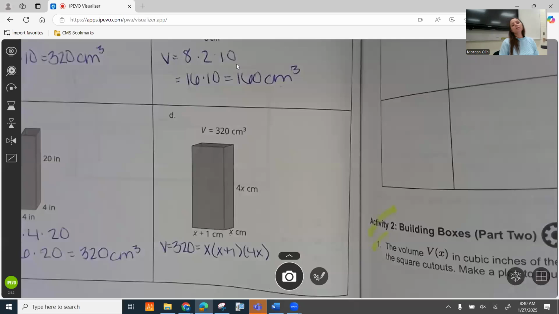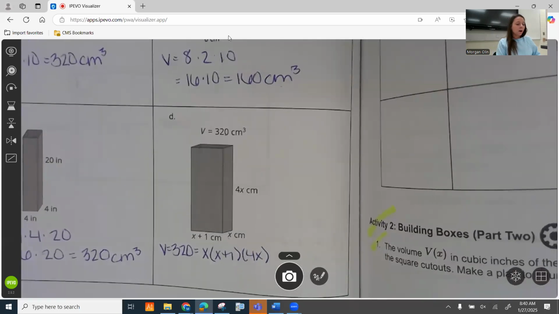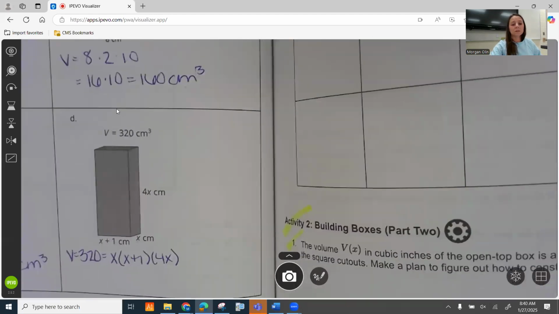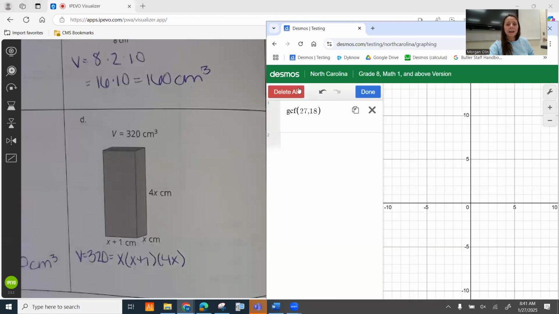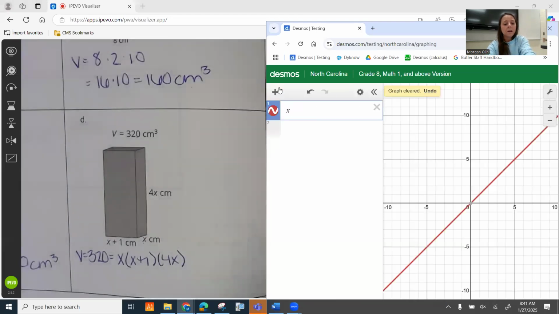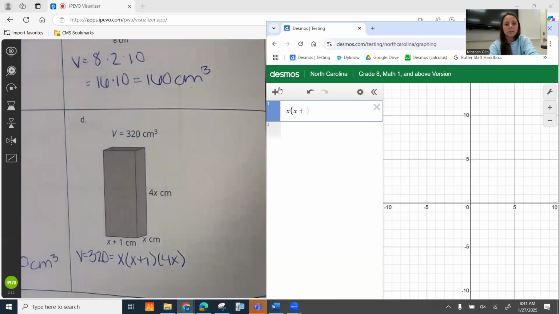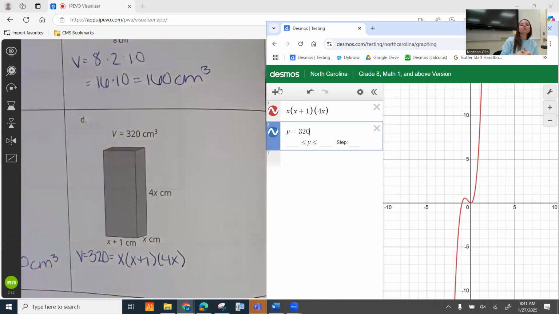Well, what are some things we can do with this? We can actually find, and I'm going to go to my calculator on this, and I'm going to pull up Desmos, and you do the same thing. When I pull up Desmos right here, I can type in x, then parentheses x plus 1, and then 4x. And then what I can do is say y equals 320. Now I have to say y equals because there's not a variable with the 320.